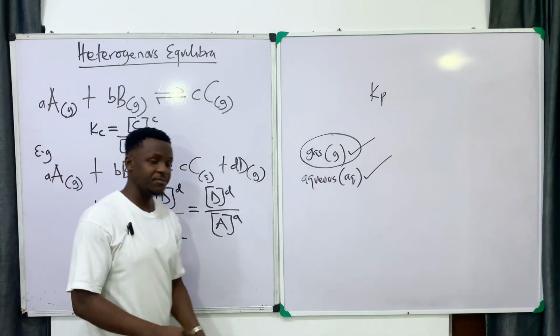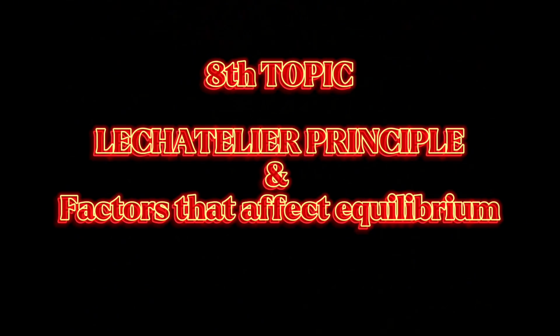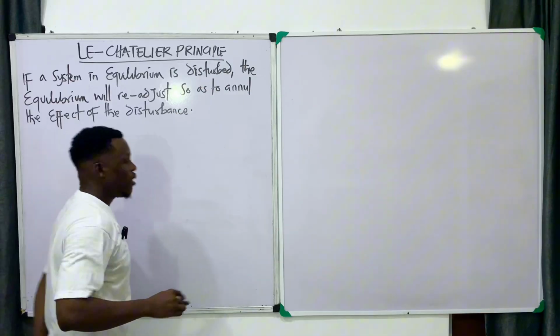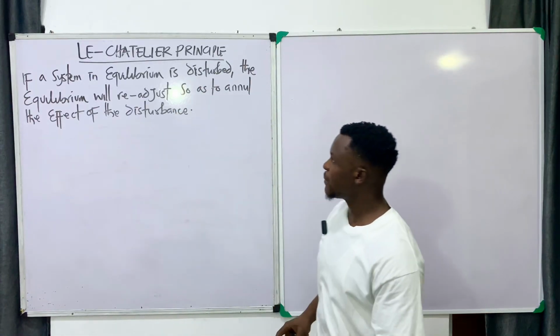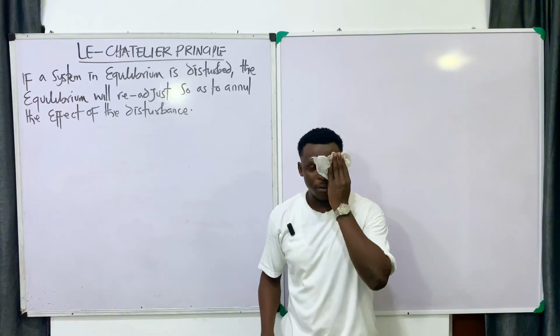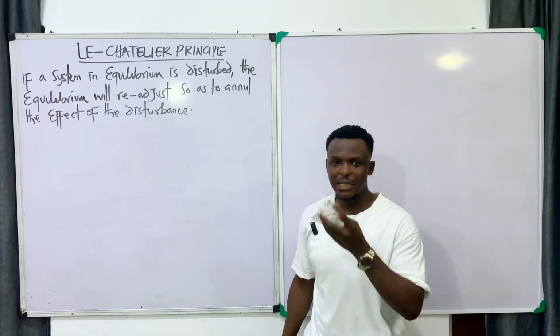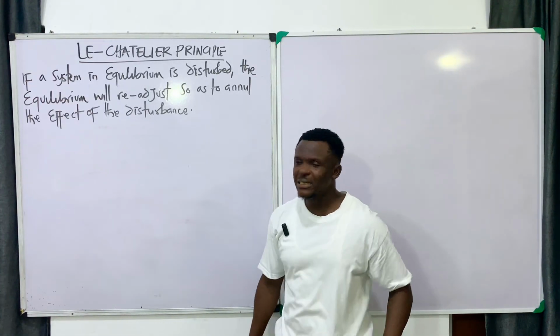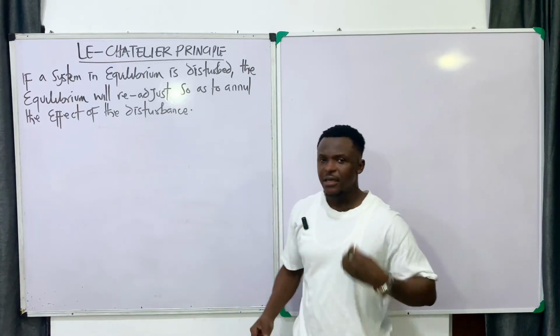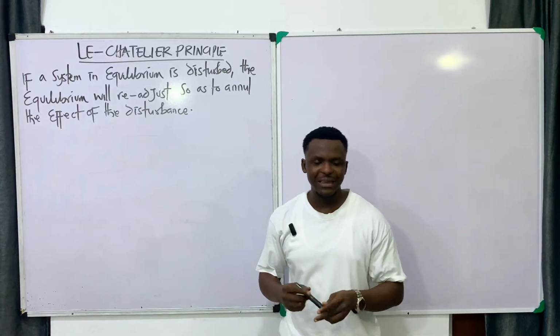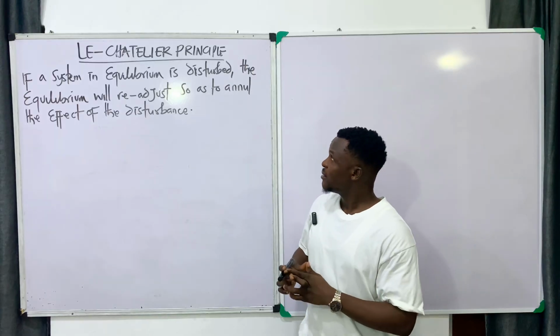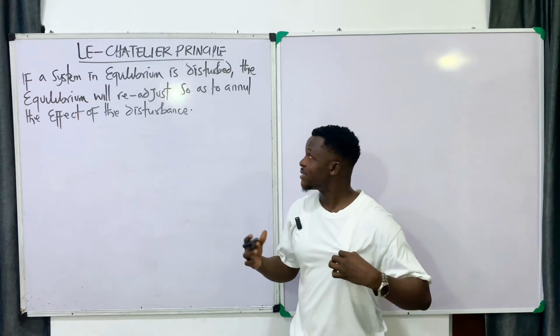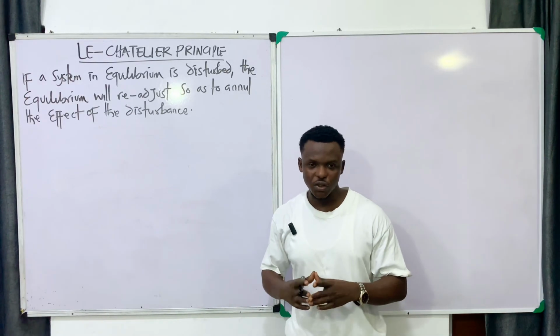8th topic, Le Chatelier's principle and factors that affect equilibrium. All right, so we have the principle that is guiding reactions at equilibrium. We call that principle Le Chatelier's principle. Now, what is Le Chatelier's principle? It states that if a system in equilibrium is disturbed, the equilibrium will readjust itself so as to annul the effect of the disturbance.